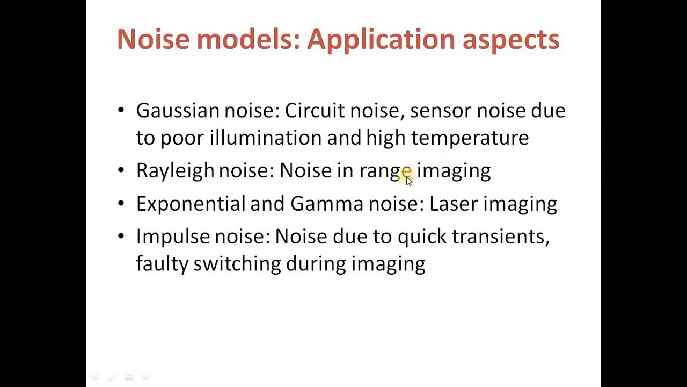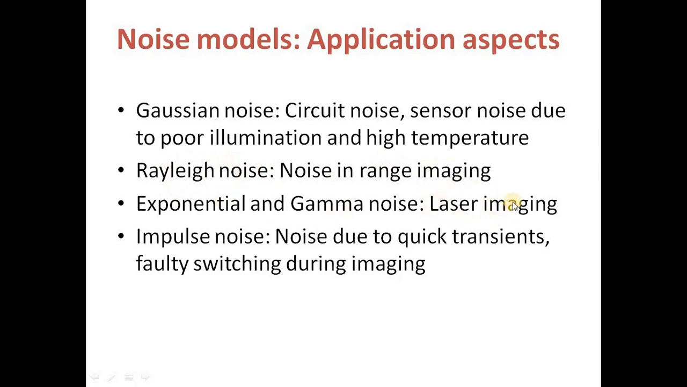What is range imaging then? Range imaging is such a modality of imaging in which the pixel intensity value at a particular point in an image is directly proportional to the distance of the sensor from the particular point in the scene. So intensity is directly proportional to the distance of the sensor from the point in the scene. Such imaging is called range imaging, and whenever we are trying to model noises in range imaging, the Rayleigh noise is the best noise model to choose.